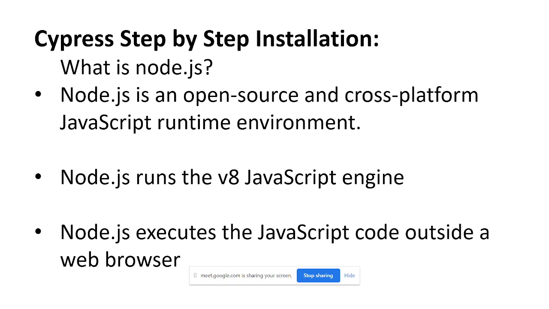Here we'll see the step-by-step installation of Cypress. So what is Node.js? Node.js is an open source and cross-platform JavaScript runtime environment. If you want to run any JavaScript based application, you need Node.js. Node.js runs the V8 JavaScript engine, and it executes JavaScript code outside a web browser. Before we install Cypress, Node.js should be there in our system.